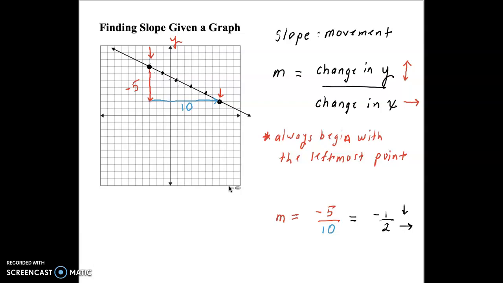Okay? So when you're given 2 points on a graph, you begin on the left side, you either go up or down the elevator, and then you walk to your destination by moving to the right.